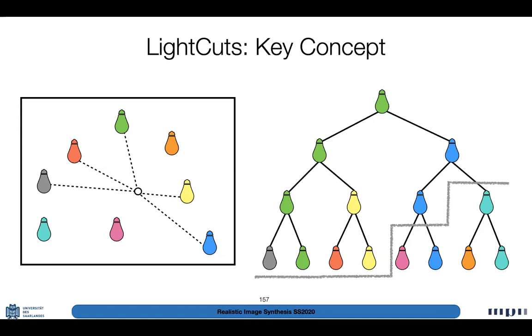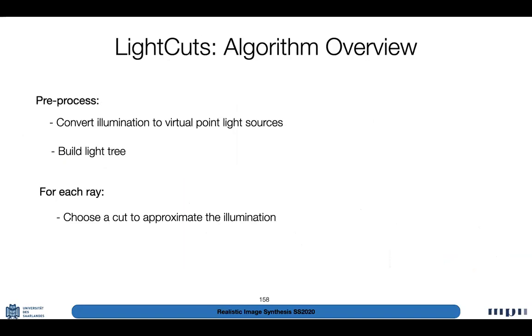We have seen different kinds of scenes where the light source was in a different room and the camera was placed in a different room. So whatever light cut you choose, it appears that some light sources will always get preference. The whole process requires some pre-processing where you, of course, need to convert all the illumination to VPLs and build the light tree. And then for each camera ray, you choose a cut which approximates the illumination.